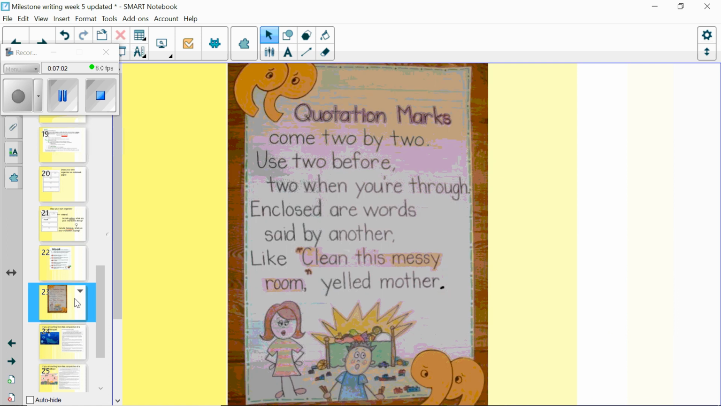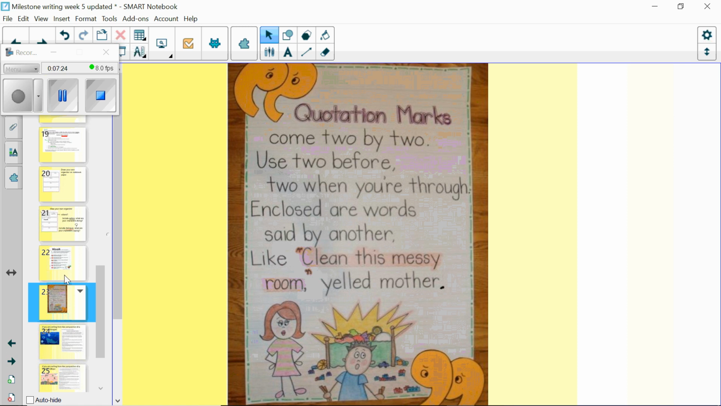This is to help you remember quotation marks go around your dialogue. So we know in my class, I've been singing this with my students, quotation marks come two by two, use two before and then two when you're through. Enclosed are words said by another, like "Clean this messy room," yelled Mother. And we know that the quotation marks go around what Mother yelled.